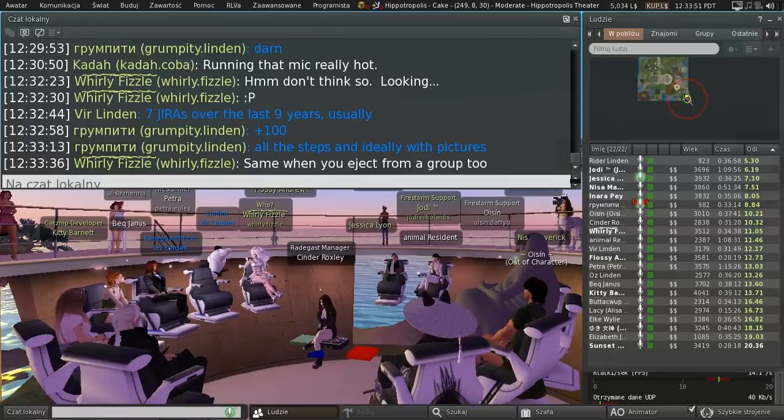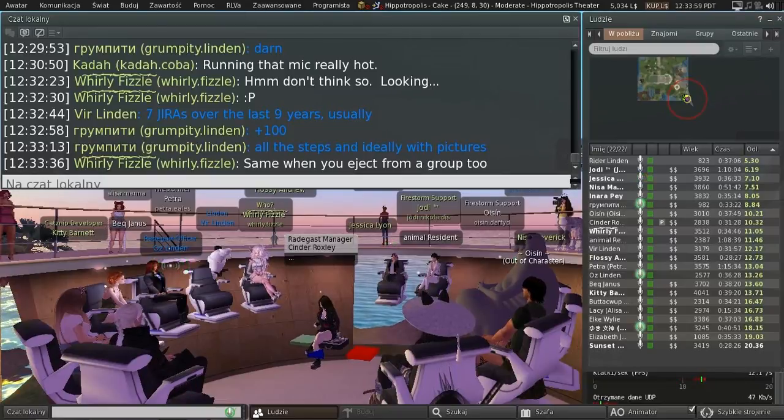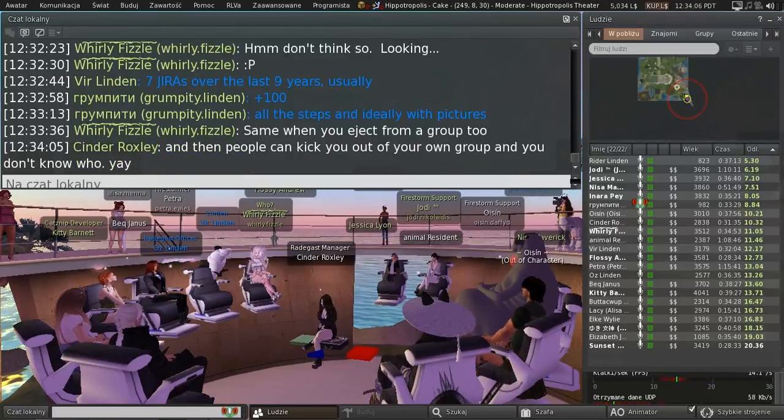I will need to dig into previous documents. And same when you eject from a group, too. Yeah, that's the point. We've got to look at the use cases. Give us a feature request. We're going to carefully review and consider it on a Wednesday. Yeah, that's not a problem.